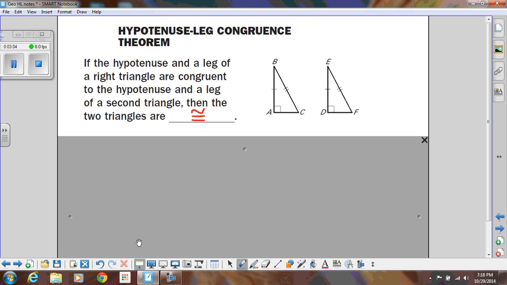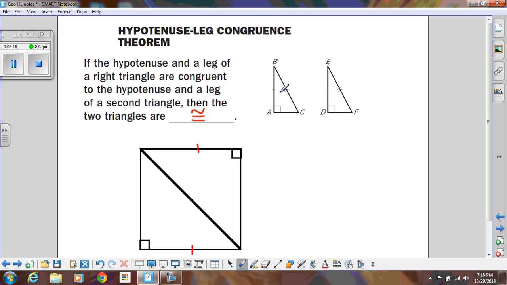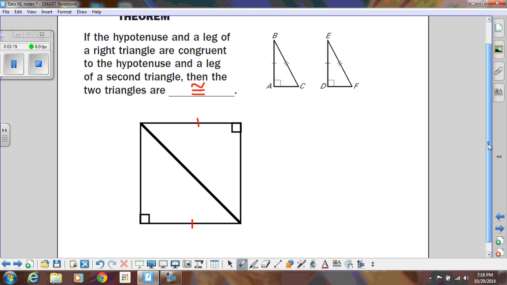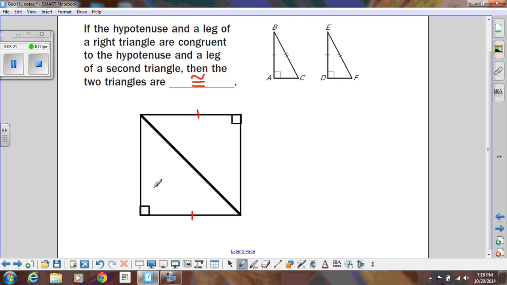So here's the official theorem. It says, if the hypotenuse and a leg of a right triangle are congruent to the hypotenuse and a leg of the second triangle, then those two triangles are congruent to each other. And remember, they may not always be oriented the same way either. If I had triangles that look like this, I have a leg and a leg congruent to each other. What about the hypotenuse? Which side is the hypotenuse? Well, that's this side that they have in common. So since that is the same line that is congruent to itself, remember that's the reflexive property, we would know these two triangles are congruent by the HL theorem.